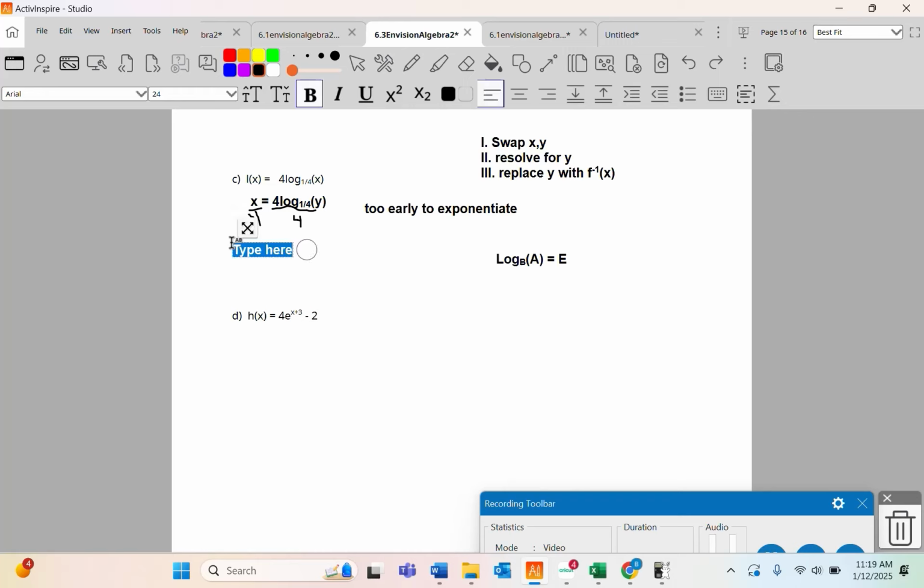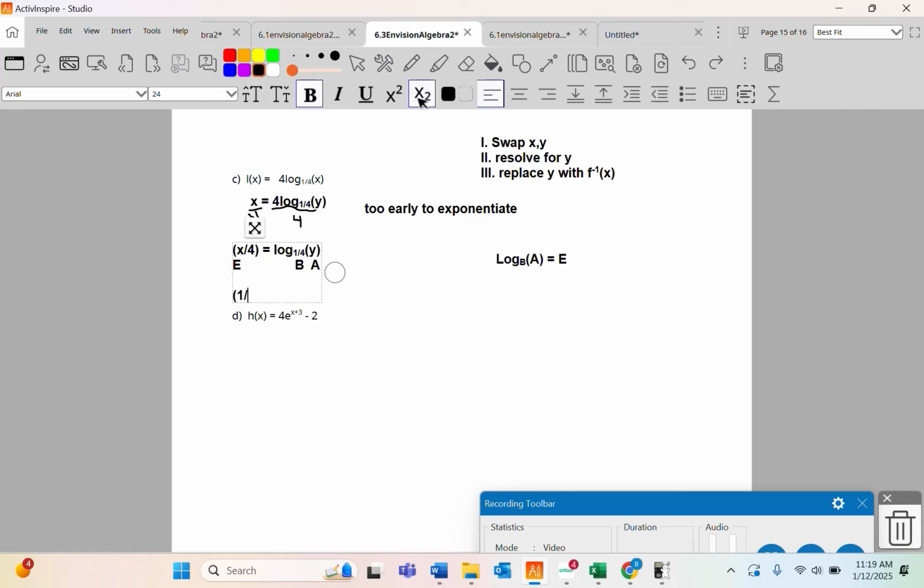All right, so what do we have? We have x over 4 must equal a log whose base is 1/4 that has an argument of y. And now I can go through the process of exponentiating as soon as I figure out how to type. All right, so this is going to be my argument. The 1/4 is the base. Oh, I did that wrong. This is my exponent. This is my base, and this is my argument.